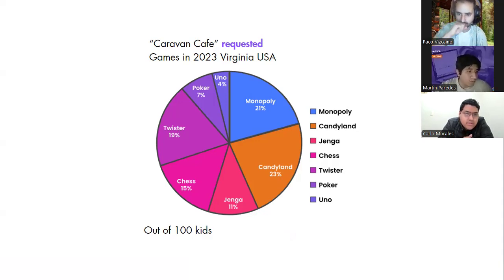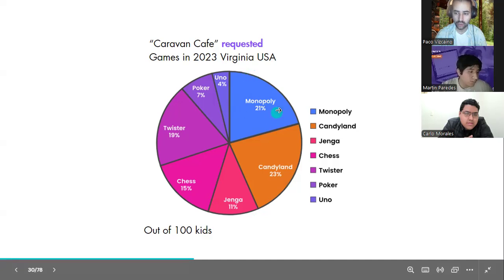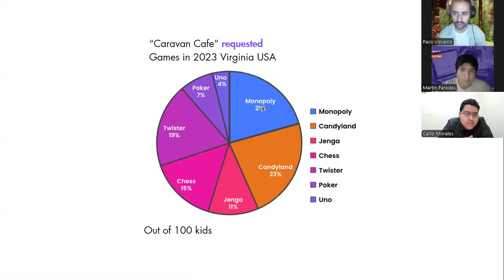Miren esto. Yo esperaba que Monopoly tuviera mucho más porcentaje. Yo esperaba que Monopoly fuera número uno. Entonces también es interesante meter tus propias ideas, ¿no? So, I think that Monopoly should have been number one, but surprisingly, Candyland made it to the top. Okay.